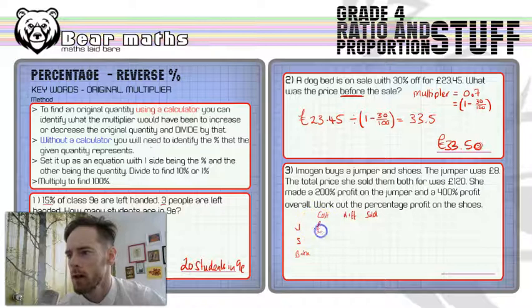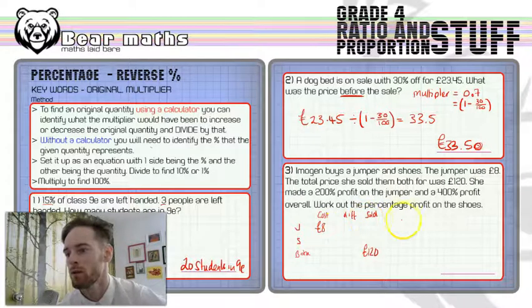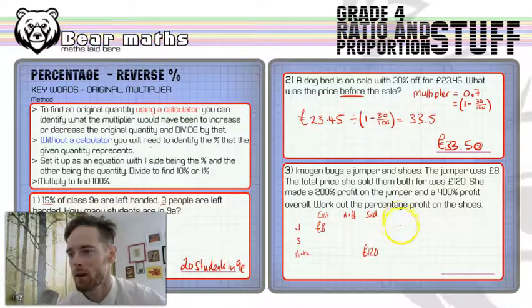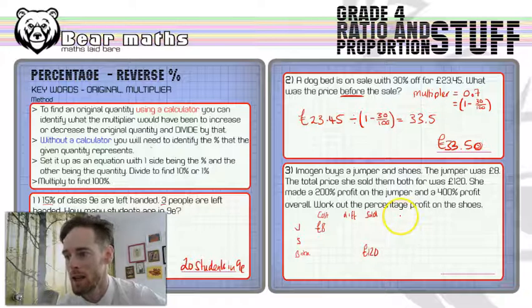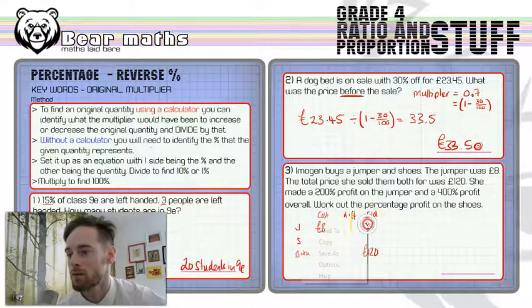So the jumper cost £8. We know that bit of information. The total price she sold them for was £120, so both sold for £120. She made 200% profit on the jumper, so there's a calculation I can do there. I can take the 8 and find out what 200% is and add it on. So let's do this bit without a calculator to start off with. 100% of 8 is 8. So 8 and 8 and 8, so it's 3 times 8, which is 24. She sold that jumper for £24.